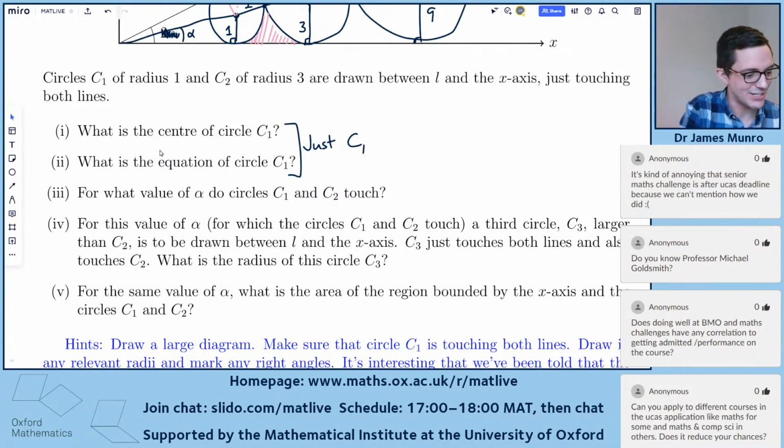Senior maths challenge, you can't mention how you did. Yeah, I remember that being a thing actually. Because I did well on the senior maths challenge, and I was annoyed that I couldn't tell the universities I'd applied to. Doesn't matter. They're not going to take it into consideration really anyway. Probably.